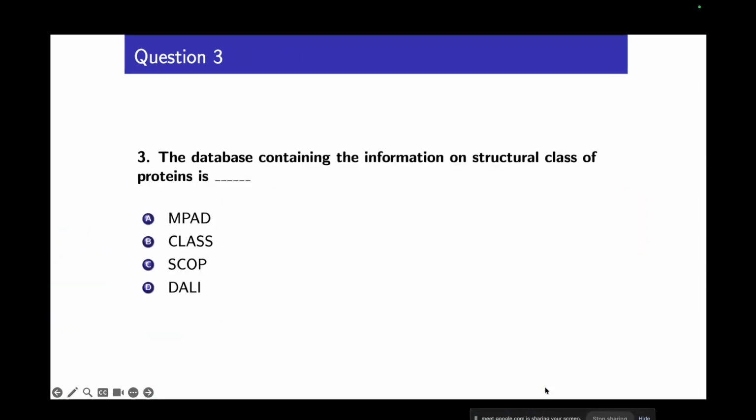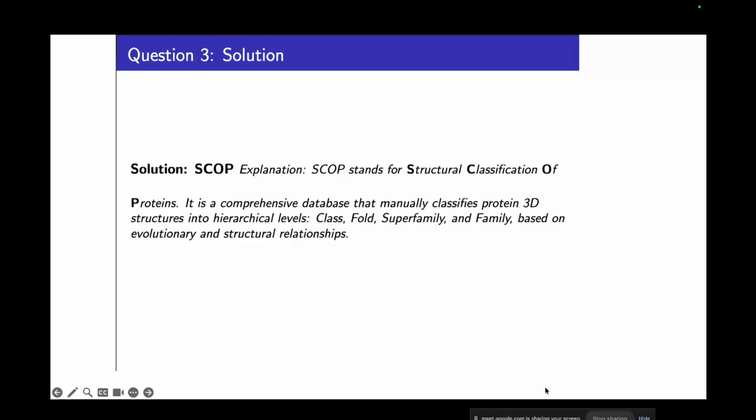Okay, yeah, this is SCOP, which is structural classification of proteins. I mean, we discussed this. So yeah, moving on.